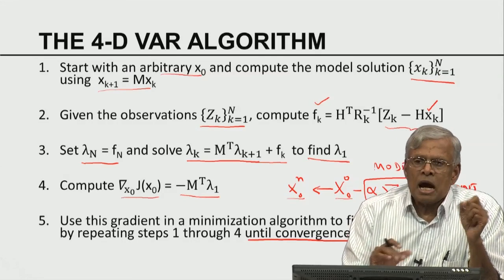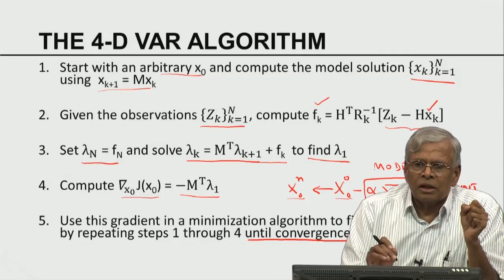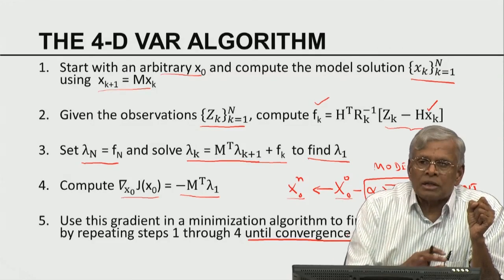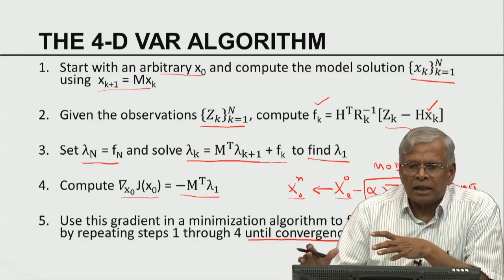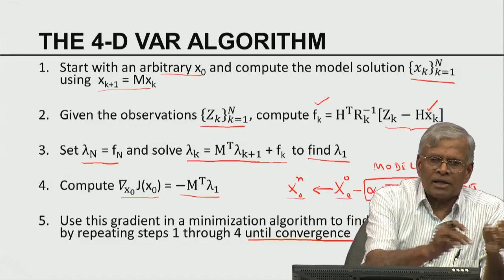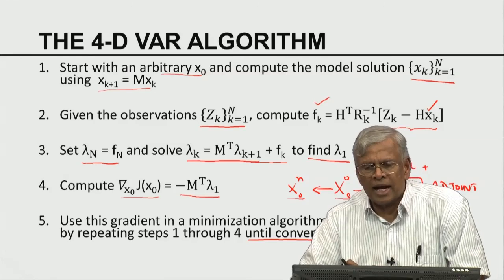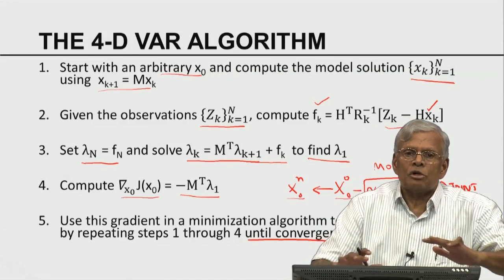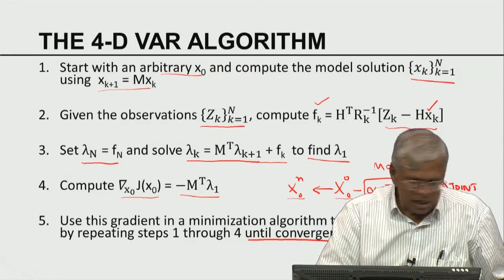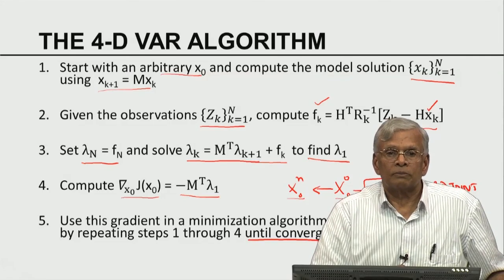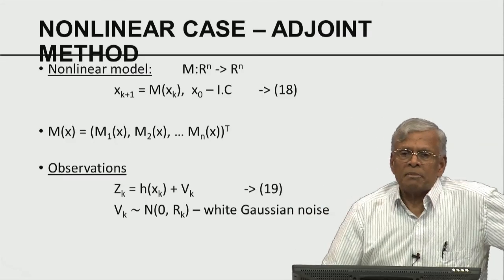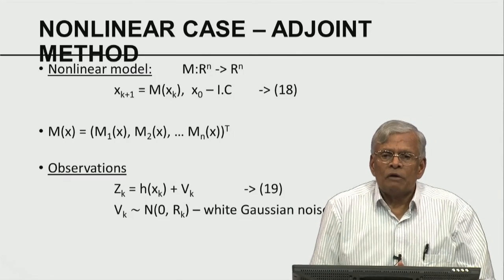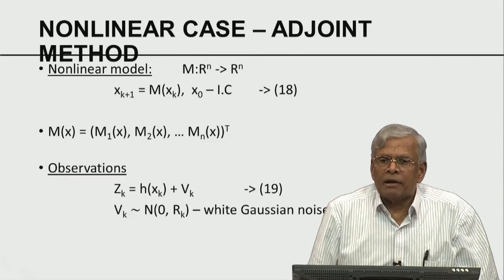So we are going to be concerned with the general utilization of all the principles we have seen so far, namely optimization algorithm on one hand, model running on the other hand, adjoint method on the other hand, all coming together to make this algorithm called 4D-Var algorithm. That's the summary of 4D-Var algorithm for the case of linear deterministic dynamic system. Thank you.